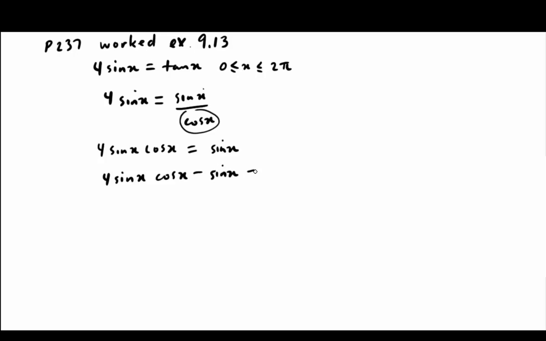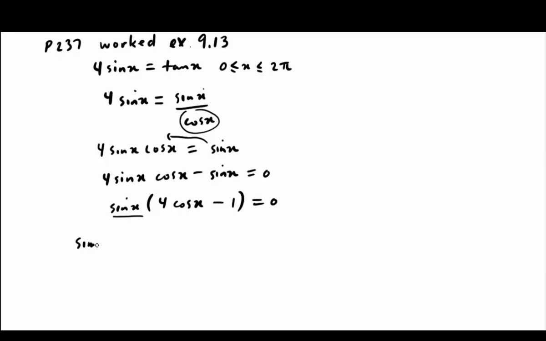And so what we have here is you push everything over to the left side, and it's good to factor. We're going to factor out the common factor sine x. Sine x times 4 cos x is this term here, and sine x times negative 1 is this term here. Now we have two parts.